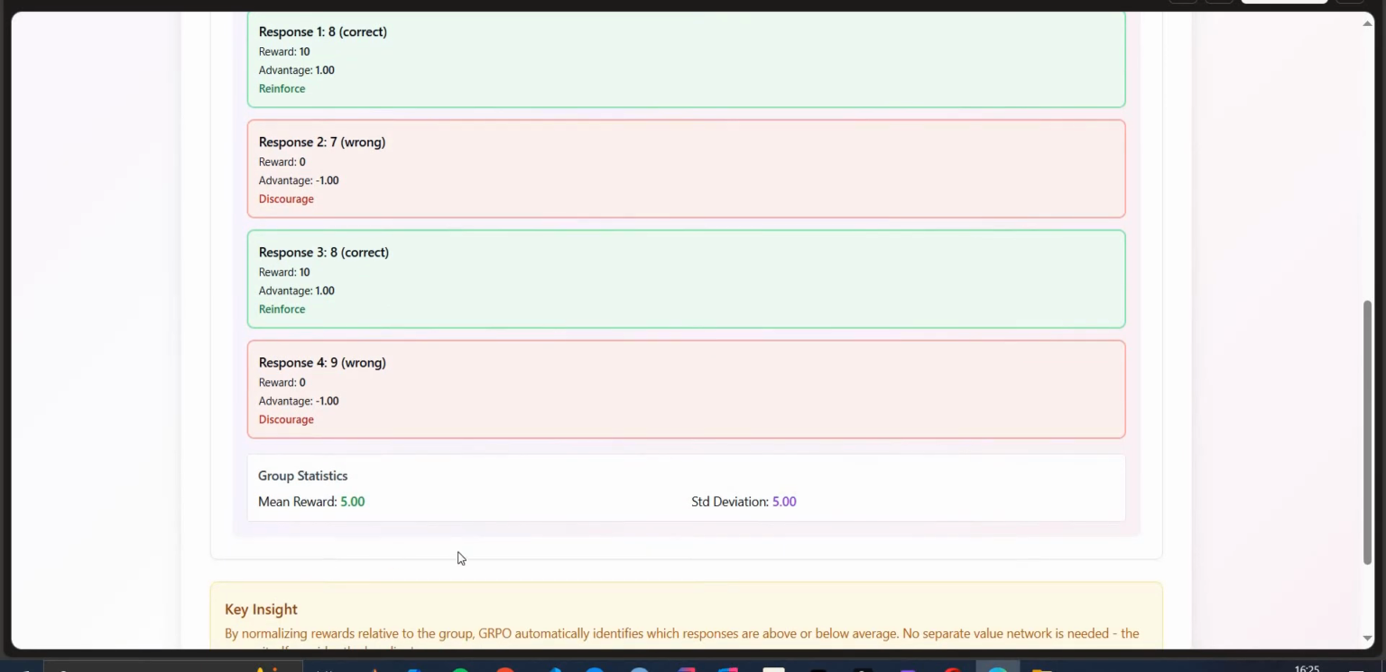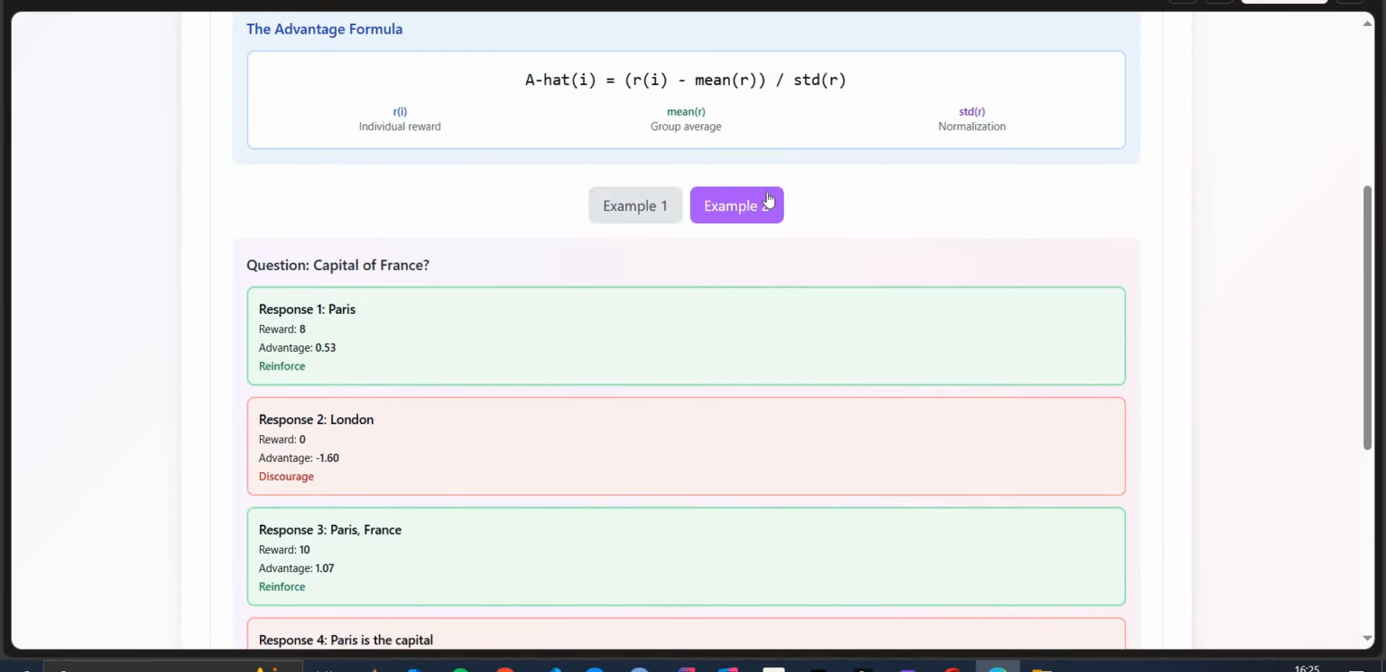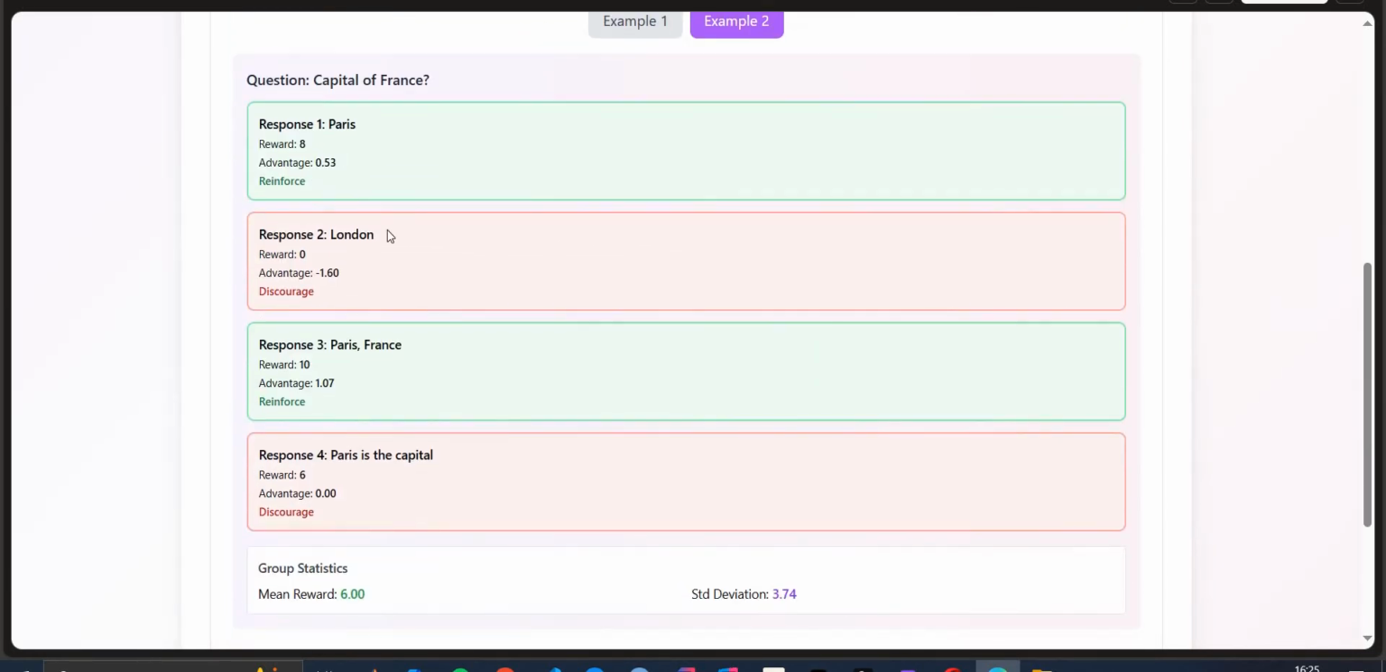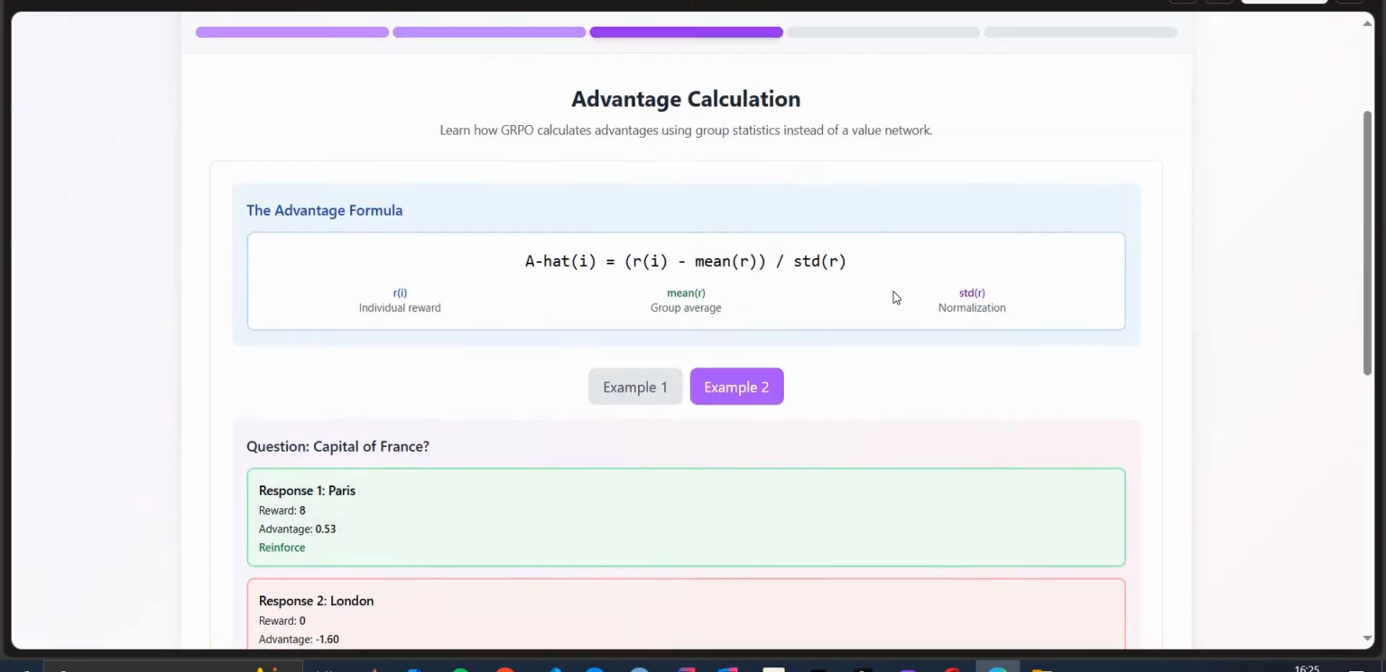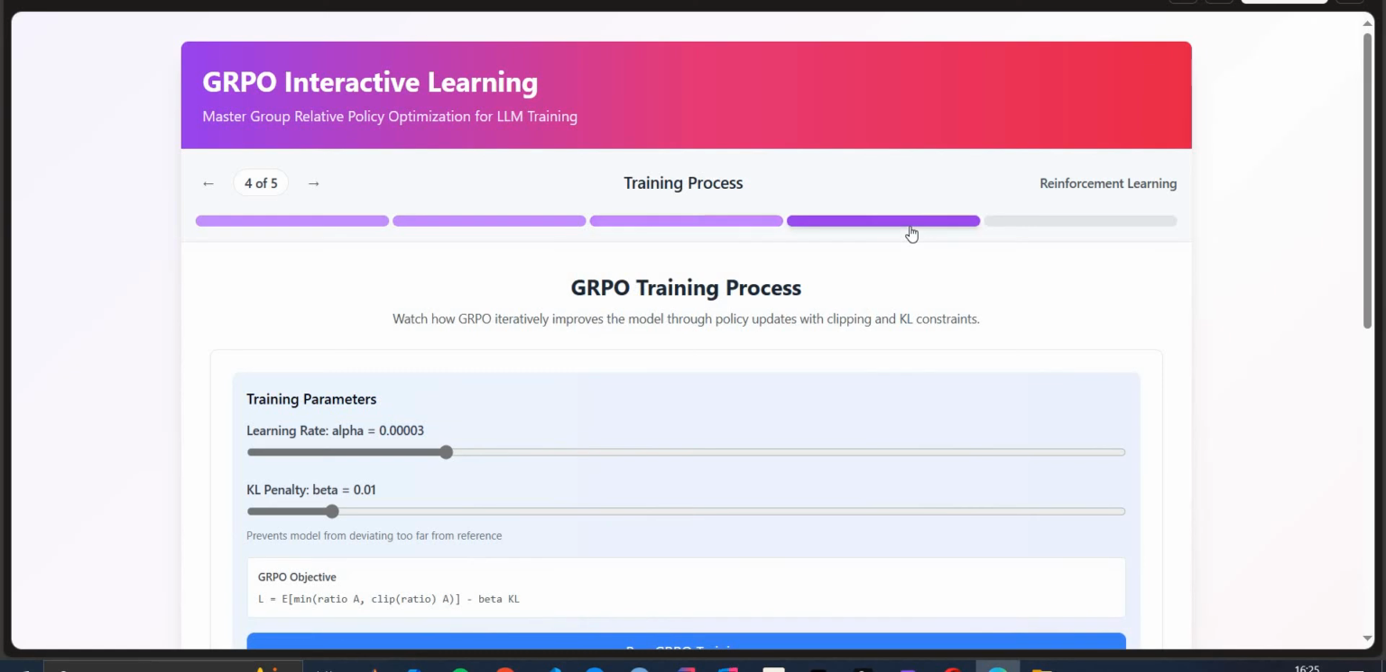And here, example 2, capital of France, and here Paris, London, here positive, positive, and here discourage. And let's continue. Okay, training process. Alright.